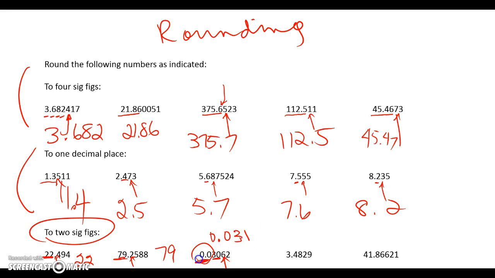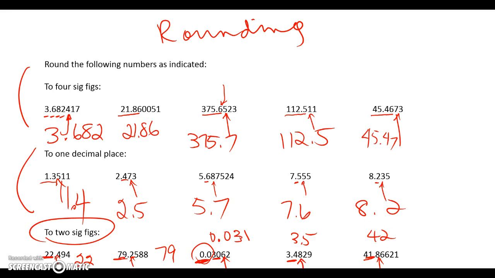You can't get rid of these. They just don't count as significant. 2 sig figs. Look at this. Got to round it up to 3.5. 2 sig figs. Look at this. I got to round it up to 42.